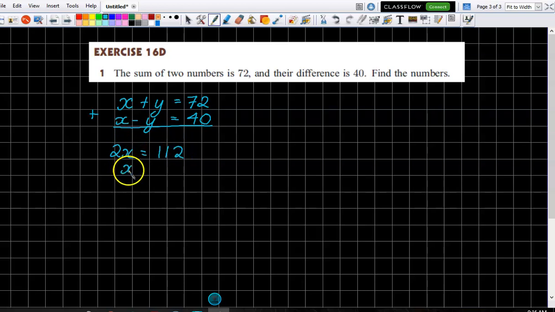112. Is that right? Yep. And half of 112. And therefore, x plus y equals 72. So y would be 72 take 66, which is 6.